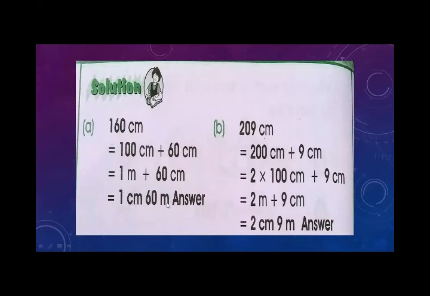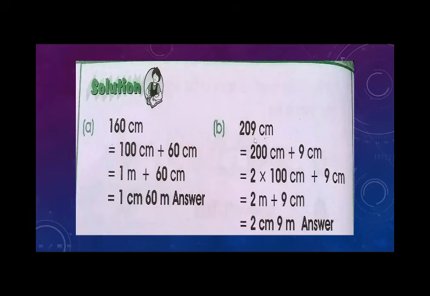Here centimeter and meter is written by mistake. Your answer is 1 meter and 60 centimeters. Here meter and here centimeters. This is a mistake already done in your book. So these are very easy questions to convert into meters and centimeters or centimeters into meters.